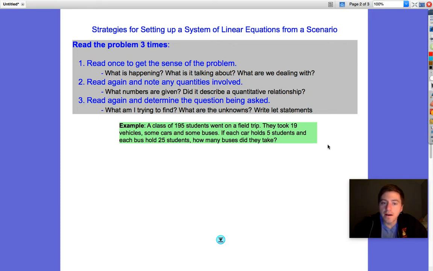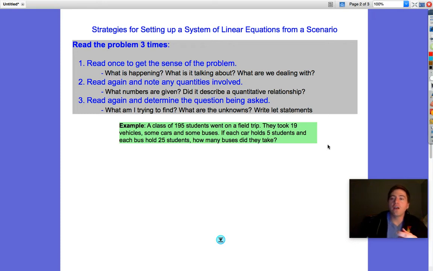So we're just making sense of this now. We're on a field trip. We've got cars, we've got buses. There are amounts of students, buses and cars hold different amounts, and we're just trying to figure out what's going on there. So just making sense of the problem.